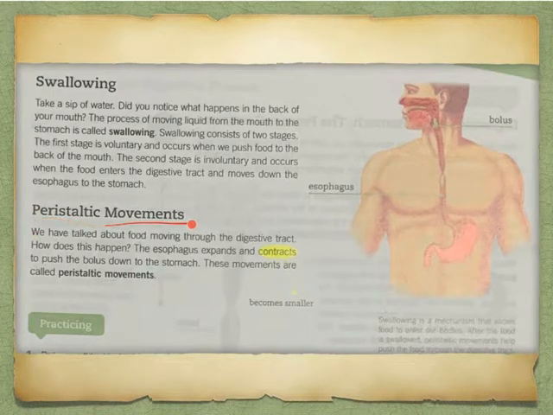Peristaltic movements. We have talked about food moving through the digestive tract, moving down here. How does this happen? The esophagus expands and contracts to push the bolus down the stomach. These movements are called peristaltic movements.